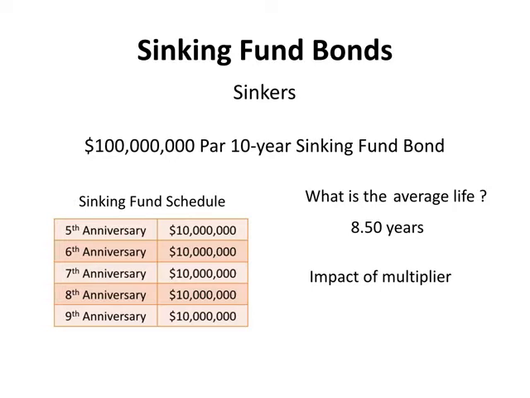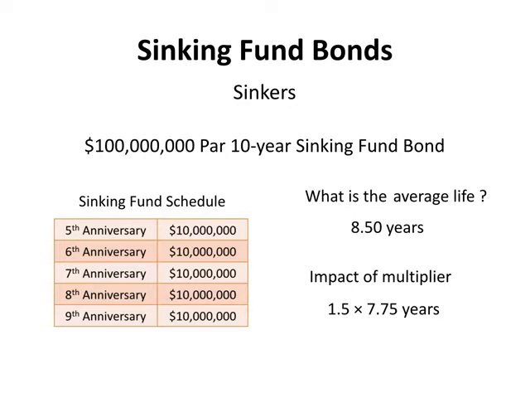The issuer would still be obligated to retire $10 million par value by each of the 5th through 9th anniversaries, but at its option it could retire 1.5 times that amount, or up to $15 million by each of those dates. If the issuer were to retire the maximum allowed by a 1.5 times multiplier, $75 million of principal would have been retired prior to maturity, leaving only $25 million to be retired at maturity.